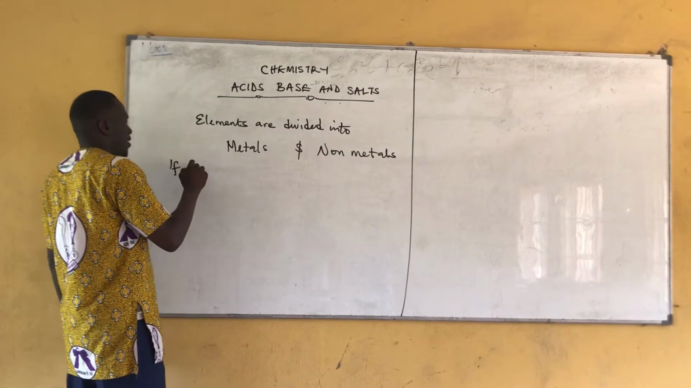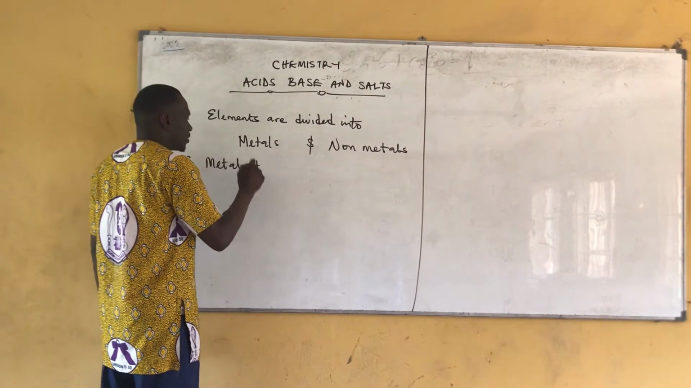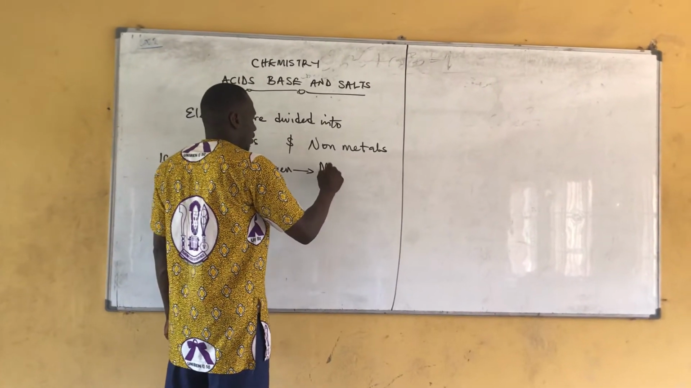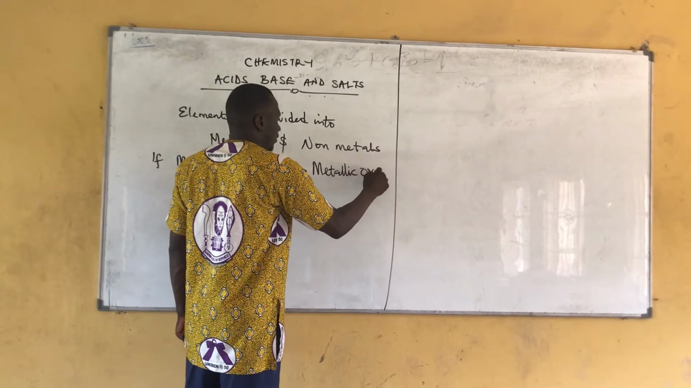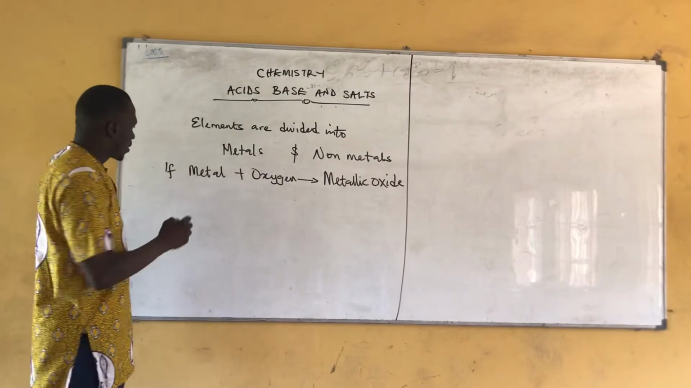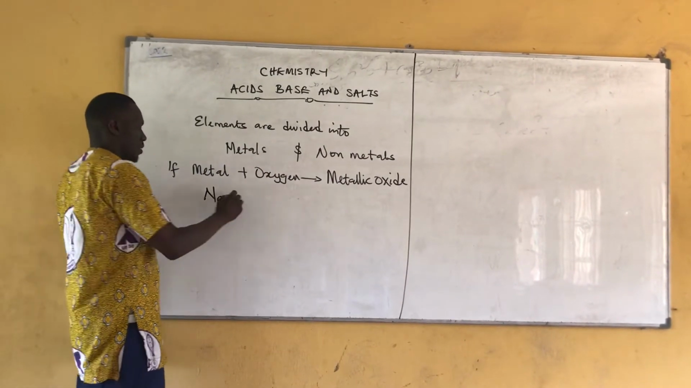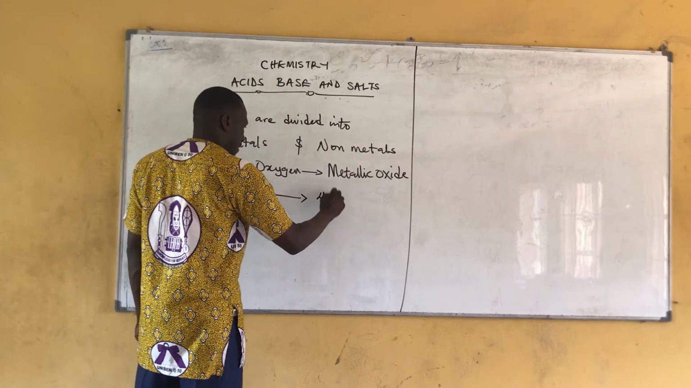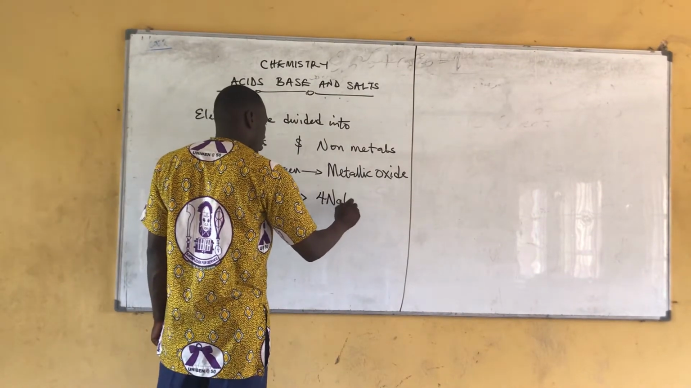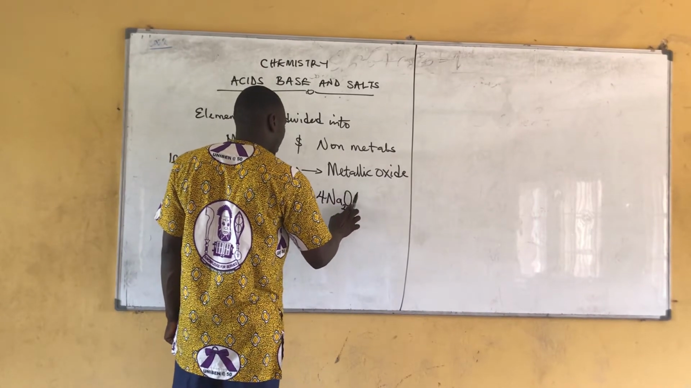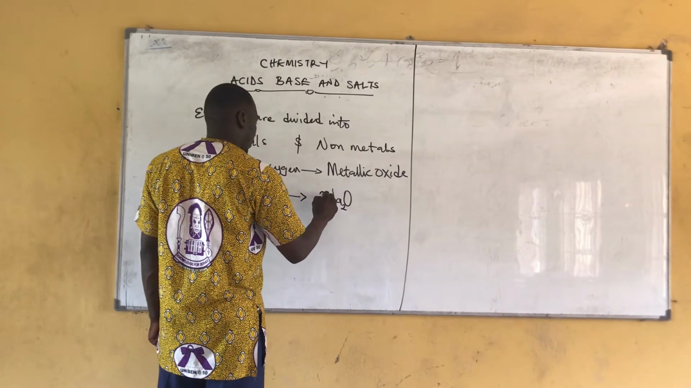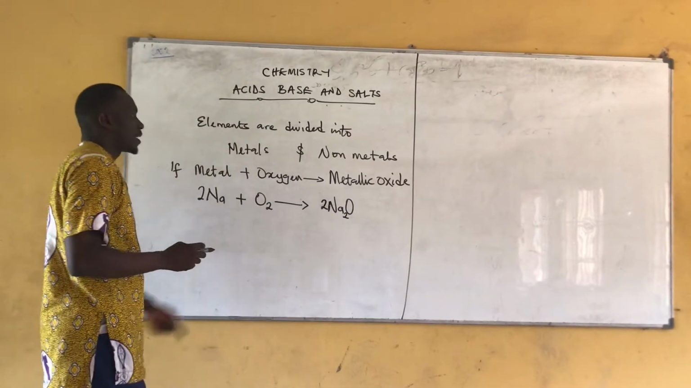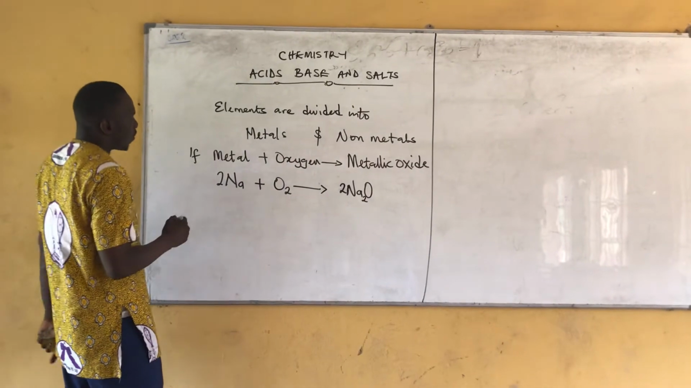If a metal combines with oxygen, it produces metallic oxide. For example, a sodium atom reacts with oxygen to give us sodium oxide here. Let's see the balanced equation. A balanced equation. So we have 2 molecules of sodium oxide. A typical example, sodium, it's a group 1 metal.